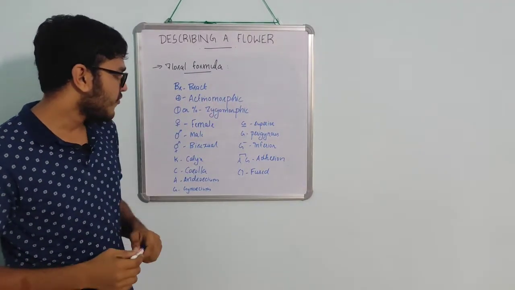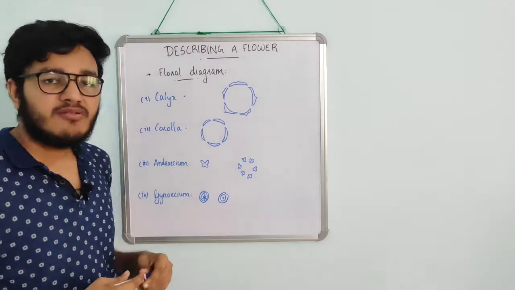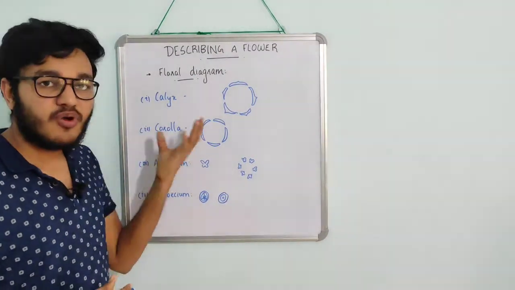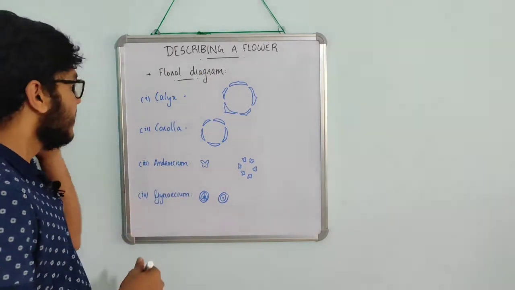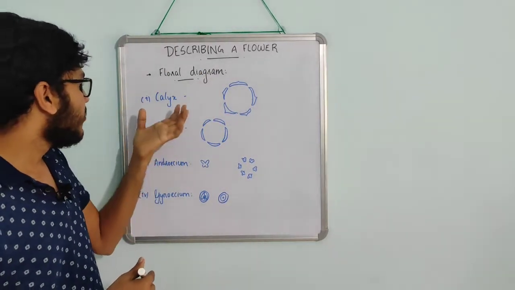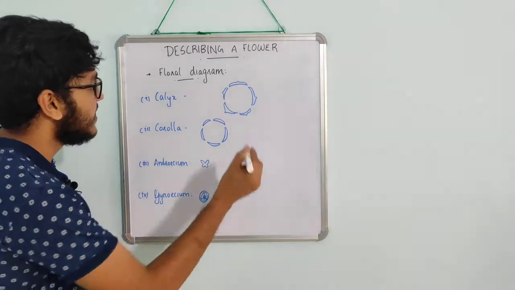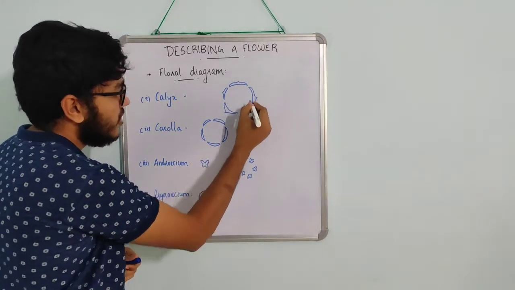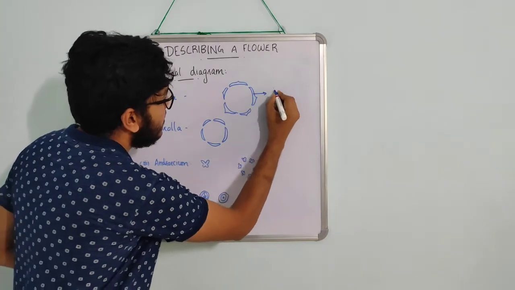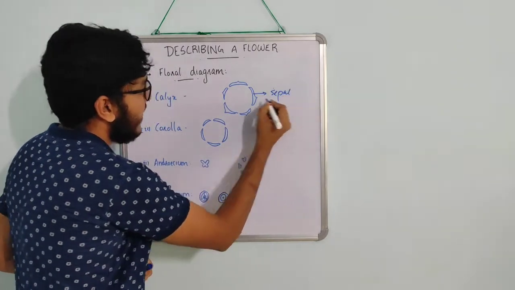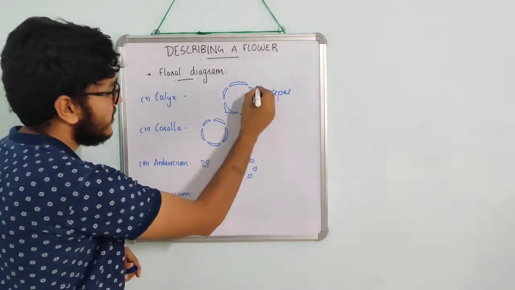Now let's see what a floral diagram is. We have discussed the floral formula. Now we have to discuss how a floral diagram is represented. The first one we represent in the outer form is the calyx. Calyx is represented like this. This whole thing is known as calyx, and the individual portion, this one, is known as the sepal. And sepal is represented in this particular form.